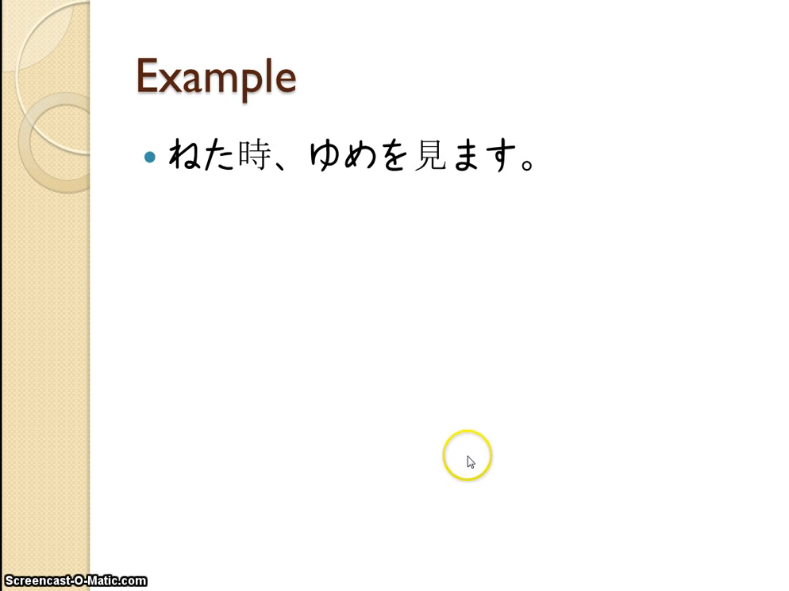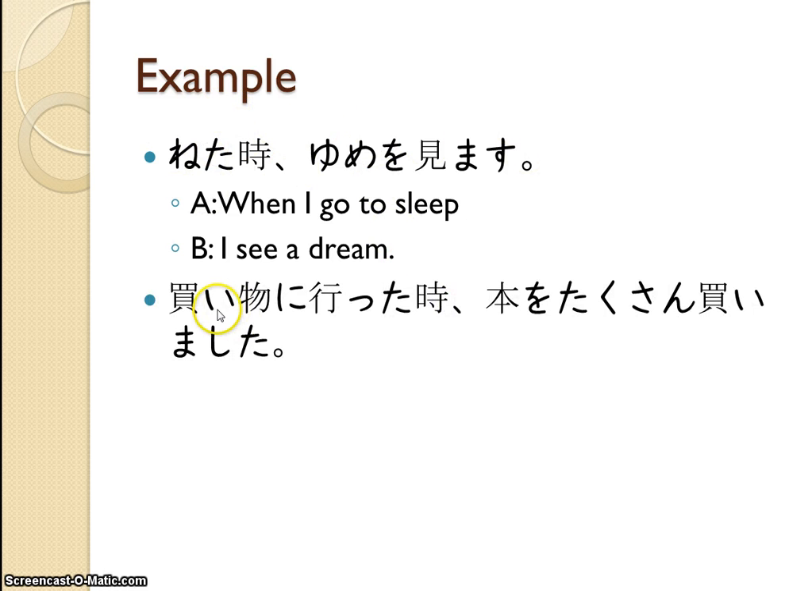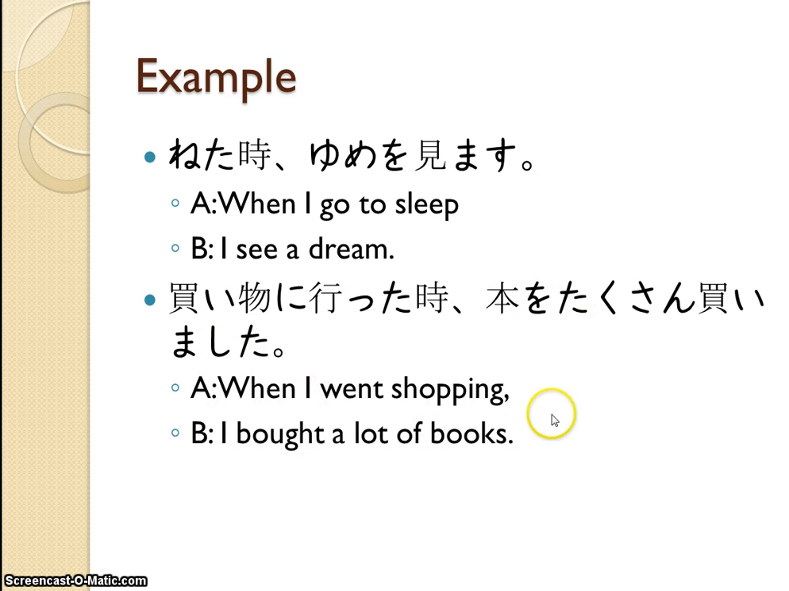So let's look at examples. 寝た時夢を見ます. 夢 is dream. So when I go to sleep, I see a dream. Okay, once again, in order for you to get a dream, you need to sleep first. 買い物に行った時、本をたくさん買いました. Okay, so when I went shopping, I bought a lot of books. So in order for you to buy a lot of books, you have to have gone shopping.